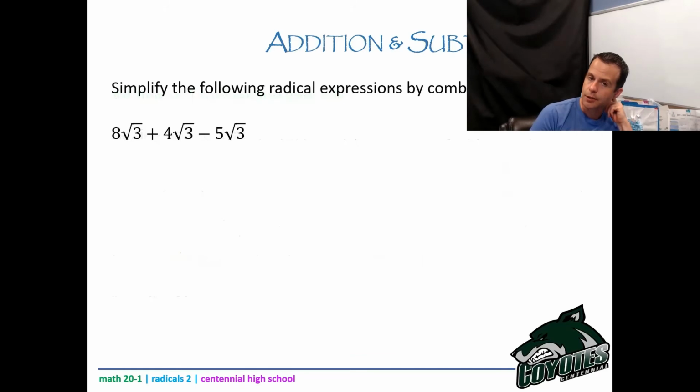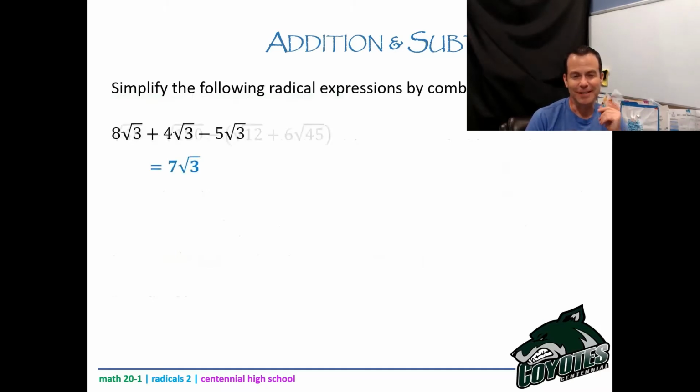All right, so we're going to look at 8 root 3 plus 4 root 3 minus 5 root 3. Well, that's like 8 apples plus 4 apples, take away 5 apples. 8 plus 4 is 12, 12 minus 5 is 7. I'm left with 7 apples, but the apples aren't apples. It's 7 root 3.